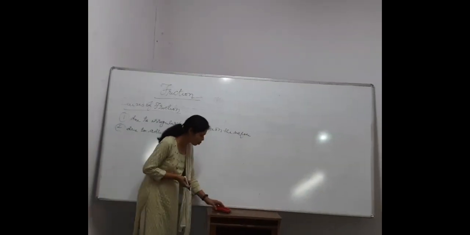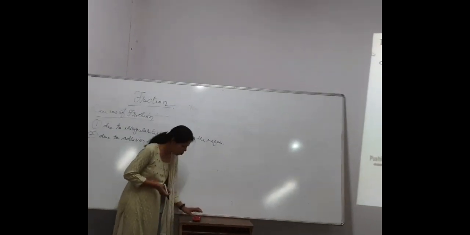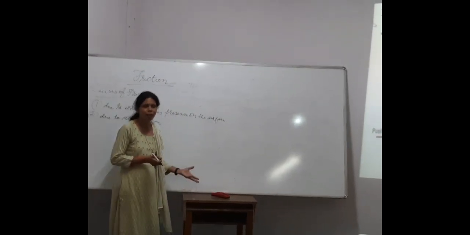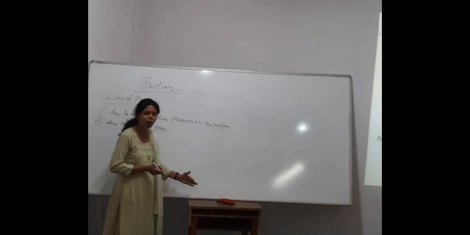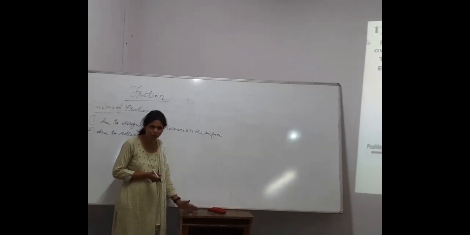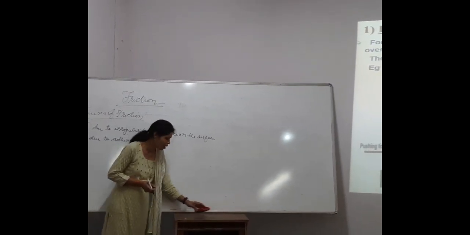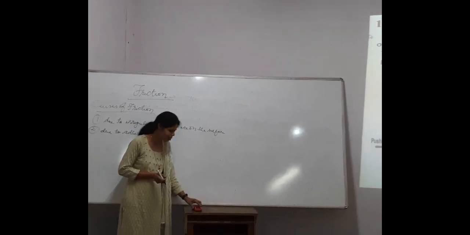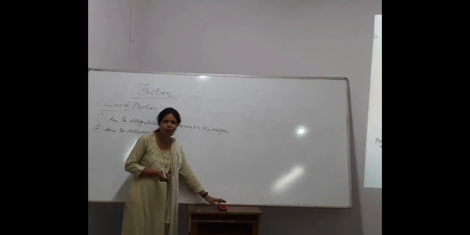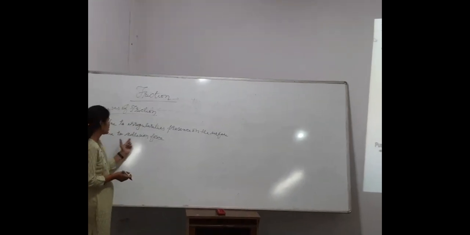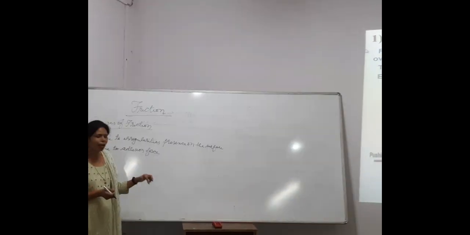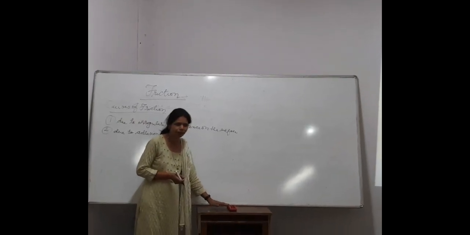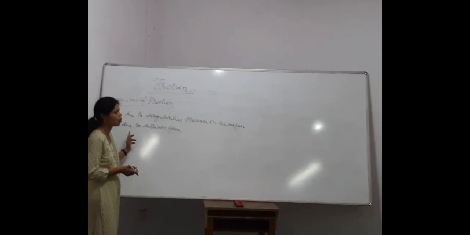If I want to move this duster, it moves like this, right? Due to the overcoming of interlocking force. This interlocking between two surfaces, when overcome, lets us move the duster. And second, due to the adhesion force between the atoms and molecules of these two objects. So these are the causes of friction.